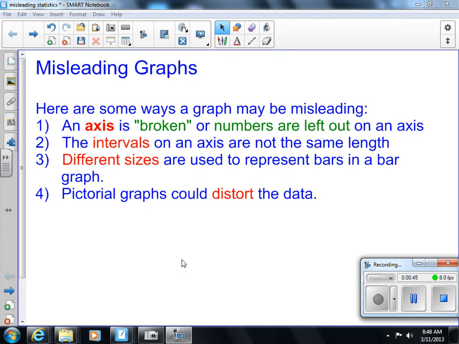A second thing you might look for is if the intervals on an axis are not the same length. Now we've talked about what an interval is. If your intervals are not the same, then obviously your data is not going to be equally represented. Next, see if there are different sizes to represent the bars in a bar graph. In other words, does one section look wider than the other? That might be misleading in its representation. And the last one is, anytime I have pictorial graphs, they could be used to show some distortions.